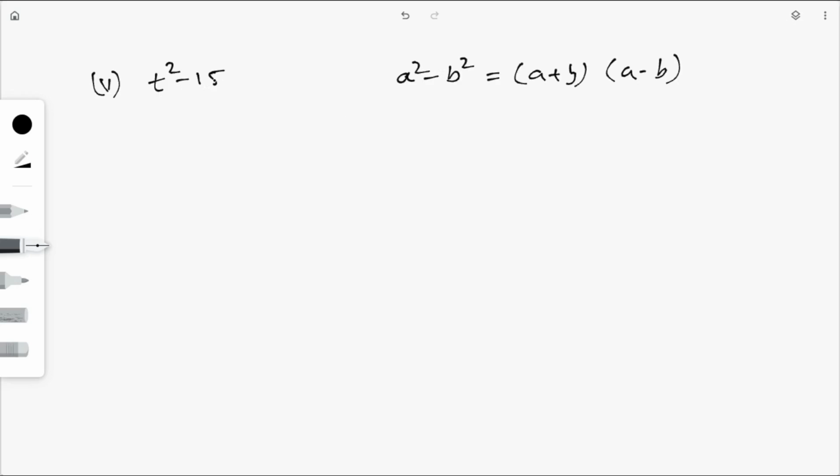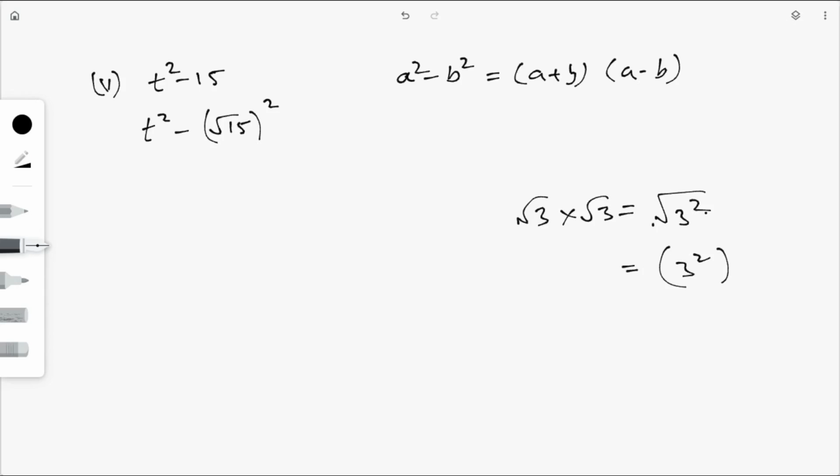But here we don't have two perfect squares; t square and 15 are there. How to make this 15 a perfect square? So we can write this 15 as root of 15 whole square. What is root of 15 whole square? 15. For example, root of 3 into root of 3 is what? Root into root will cancel out. The meaning of root is power 1 by 2, so by the laws of exponents these two will cancel out, you will get 3. So whenever you multiply two same root numbers, you will get this. That is root 3 into root 3 is 3, root 5 into root 5 is 5, and root 15 into root 15 is 15, right?